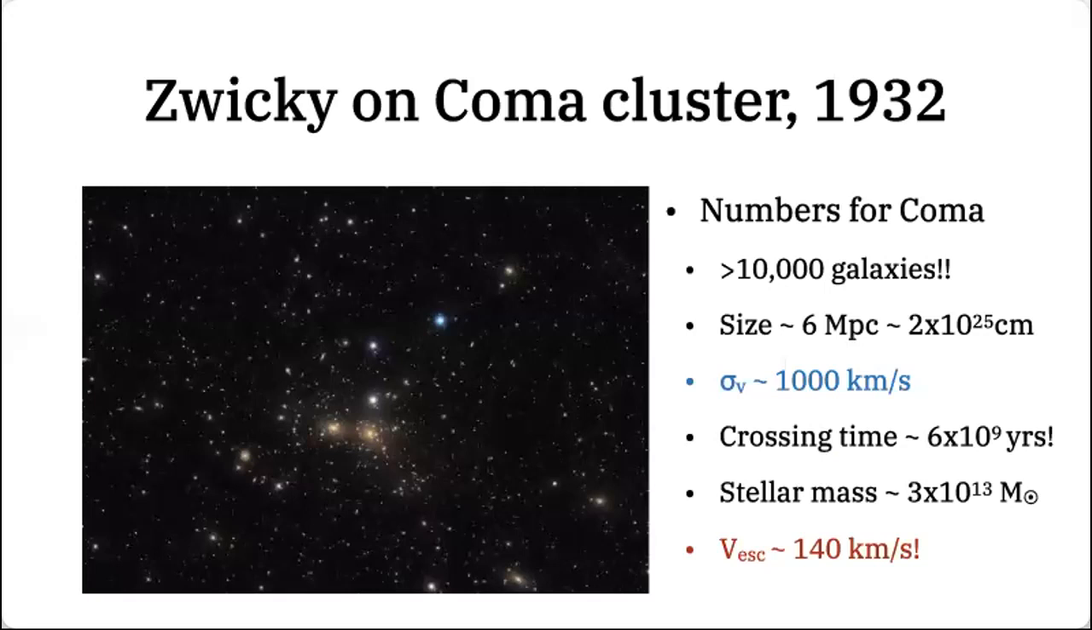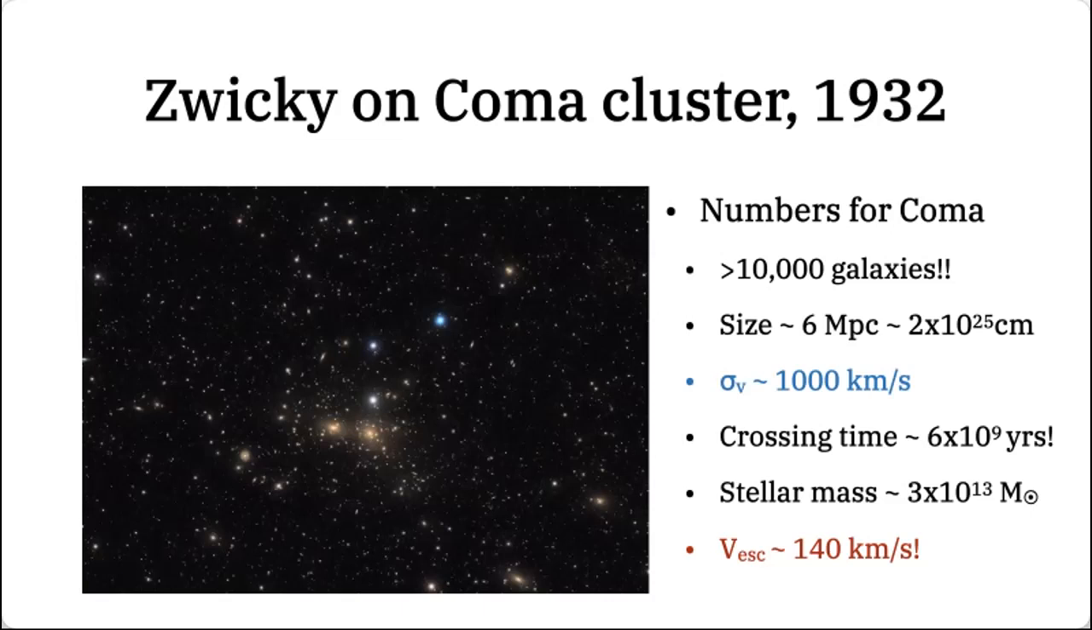Zwicky was not an observer; he was a theorist, and what he did was look at these numbers, the summary numbers about the Coma cluster. And then he found something very weird. In this figure, we have about 10,000 galaxies, and the size of the figure is about 6 megaparsecs. The crossing time, with velocities of about 1,000 kilometers per second, is about 6 times 10 to the 9 years, which is obviously smaller than the age of the universe. That means it's very rare for those 10,000 galaxies to get together at one part of the sky just randomly.